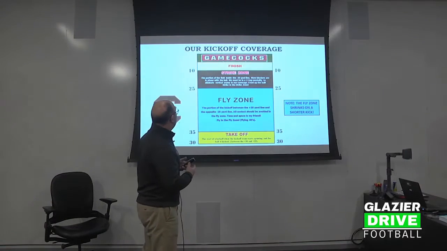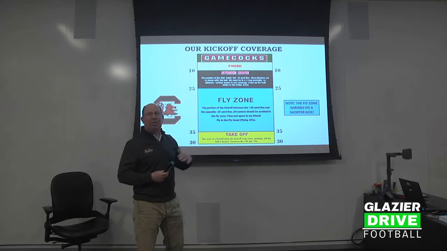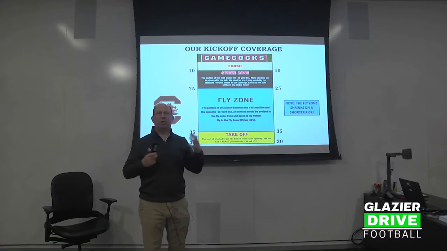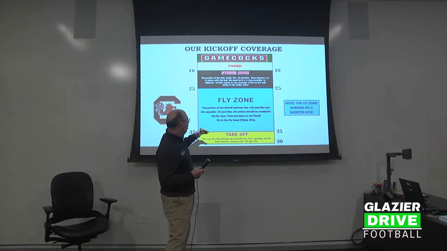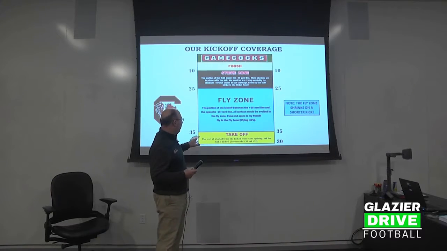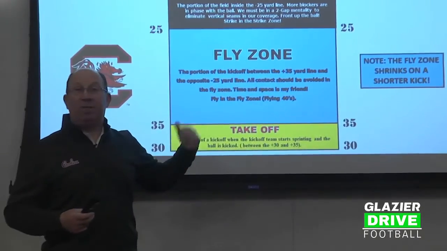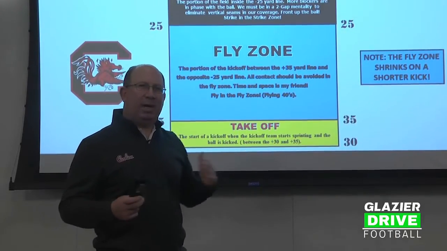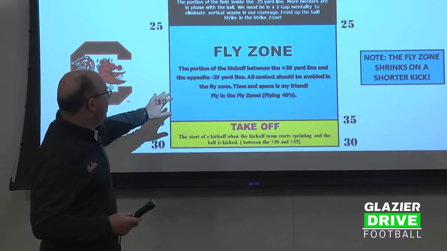To start, we break the field down into zones, and regardless of the scheme, regardless of the direction that we're kicking the ball, we always fall back on our full speed decision making in these areas of the field. The first part is the takeoff, which is the area before the kicker hits the ball, and how we approach and stay onsides. We'll talk about that here in a minute.